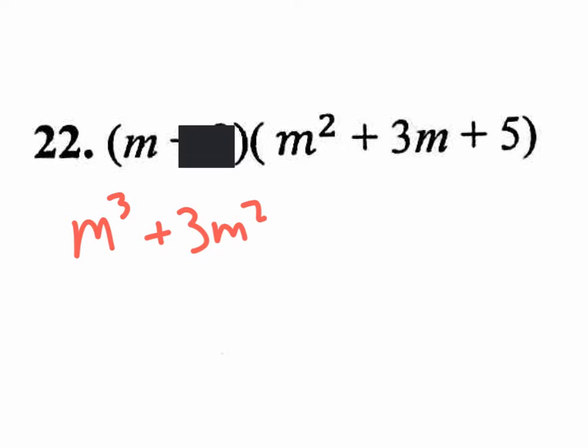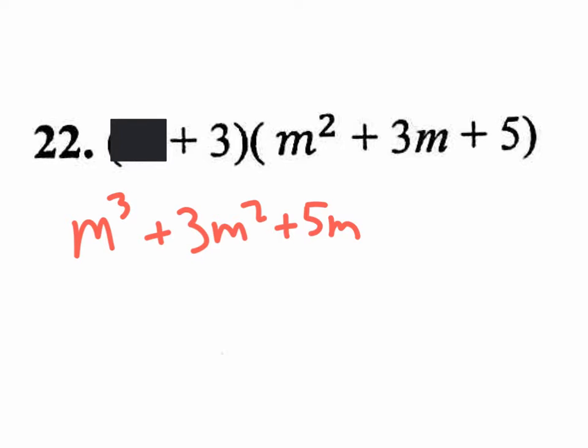What do I get? Positive 5m. It's important that we put the positive in front. If not, it's going to look all weird. So we've already distributed the m's. Let me move it over and now distribute the positive 3. And I want to do this one in blue, all right? When I go positive 3 times m squared, what do I get? Positive 3m squared.